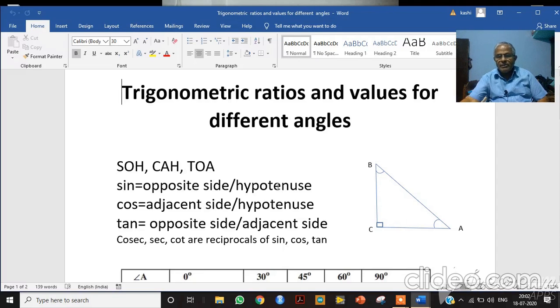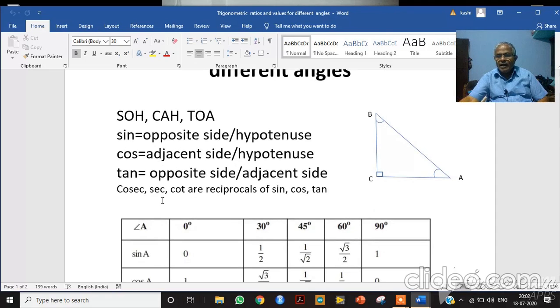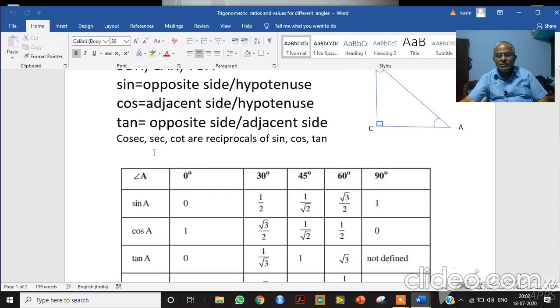Now you have to remember the other three functions: cosec, sec, cot, which are reciprocals of sine, cos, tan. If you want cosec A, what you have to do? Hypotenuse by opposite side. For sec A? Hypotenuse by adjacent side. For cot A? Adjacent side by opposite side. So these are reciprocals of sine, cos, tan functions respectively.